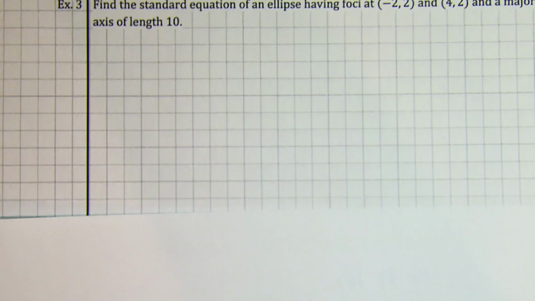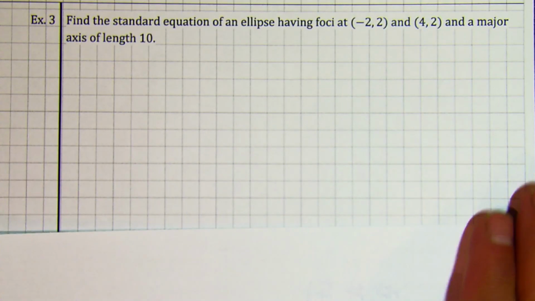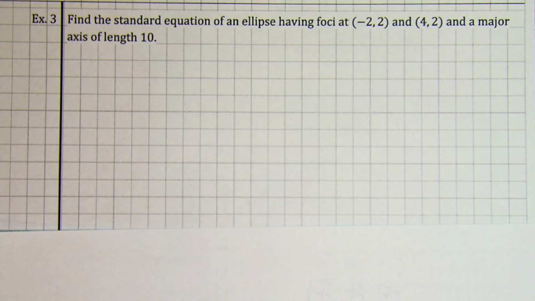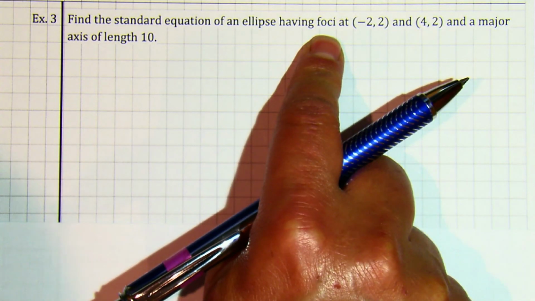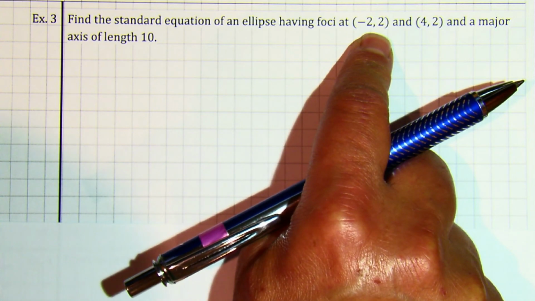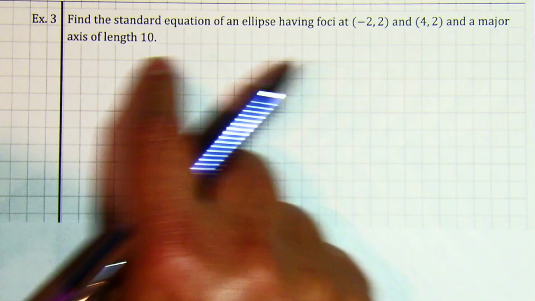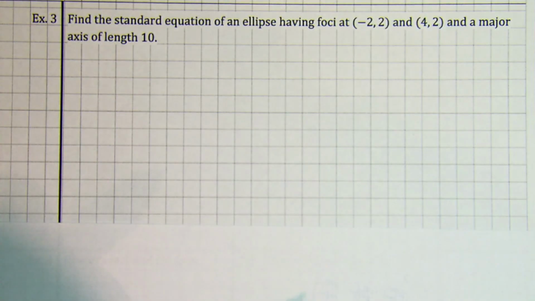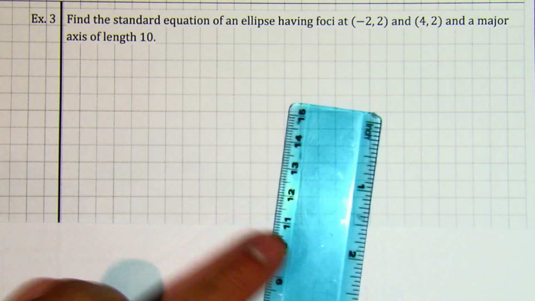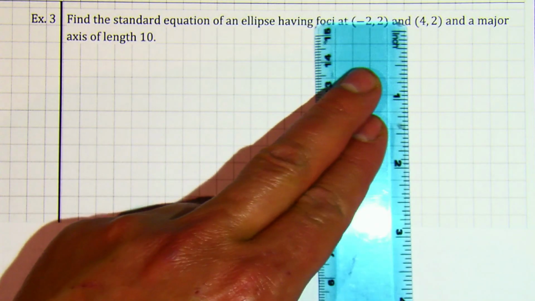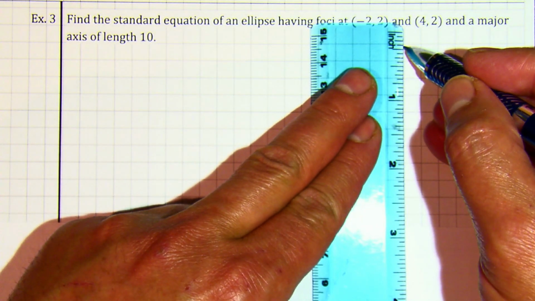Example number 3. Go and copy it down and we'll start once you are ready. Go and pause it. So find the standard equation of an ellipse having foci of (-2, 2) and (4, 2) and the major axis of length 10. Now when you encounter this type of problem, it is best to sketch a graph, and that's going to make your life much easier.